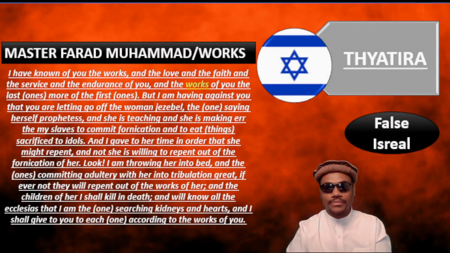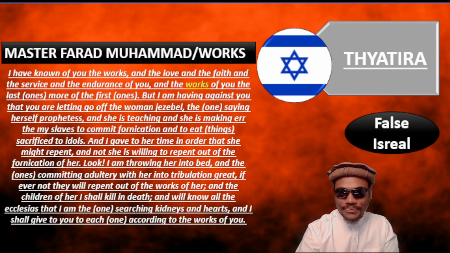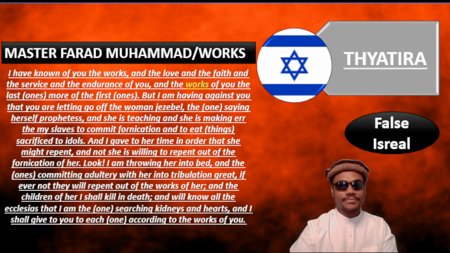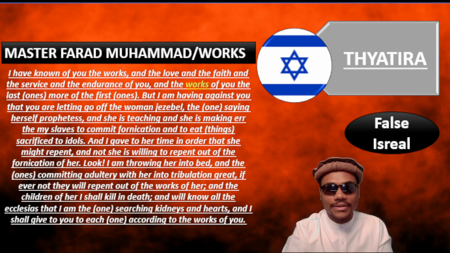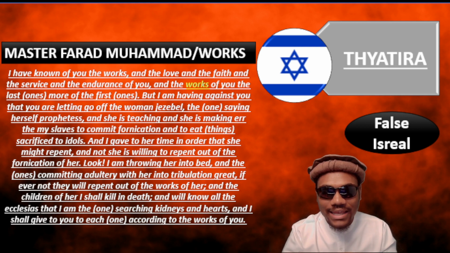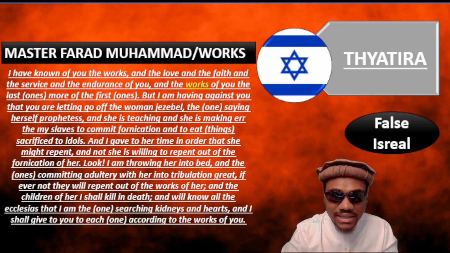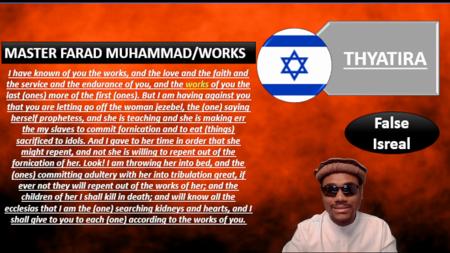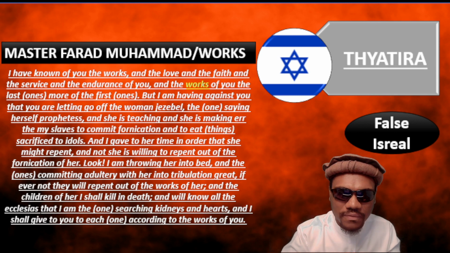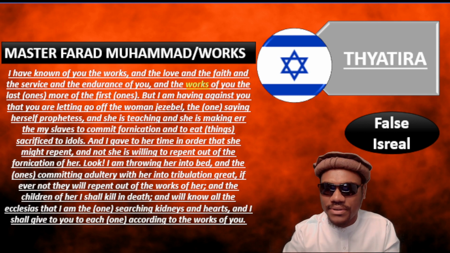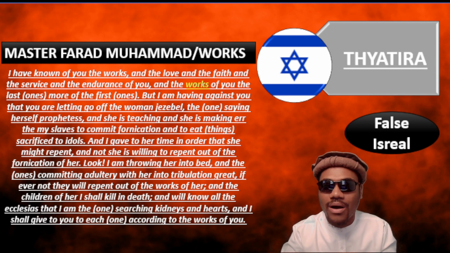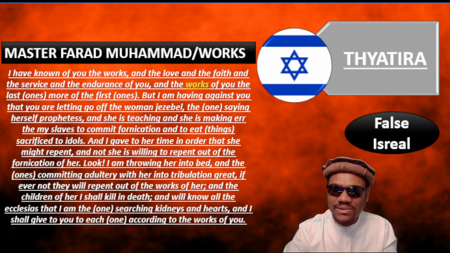All right, brothers and sisters, there we go. To the works of you. All right, so here you've got it. This is what Master Prophet Muhammad is saying to America, Britain, false Israel. You see, he's identifying a woman named Jezebel whom they let go off. I'm having against you, you let this woman go off, named Jezebel, the one calling herself prophetess.